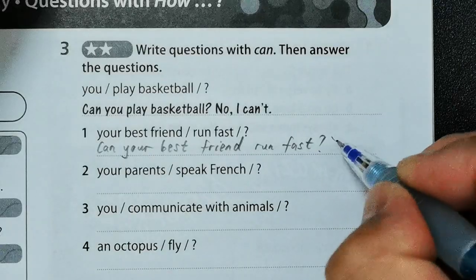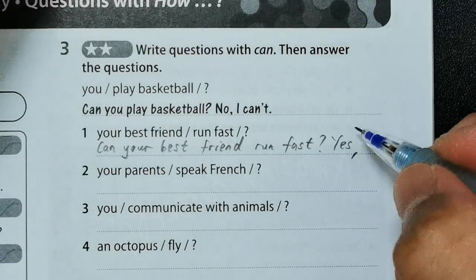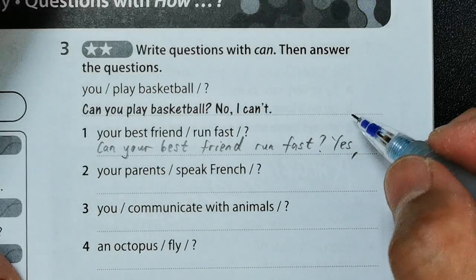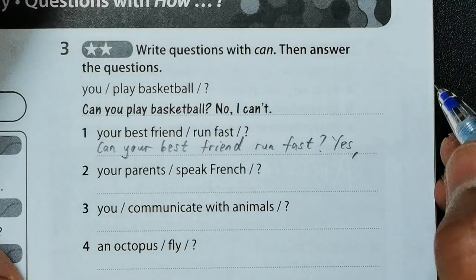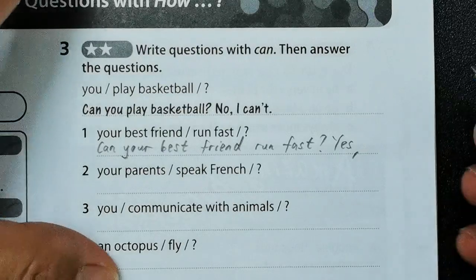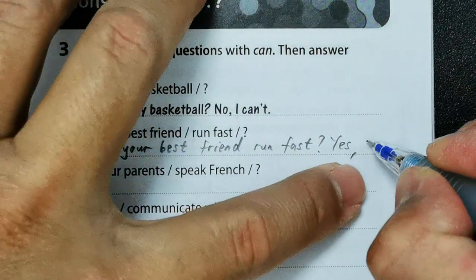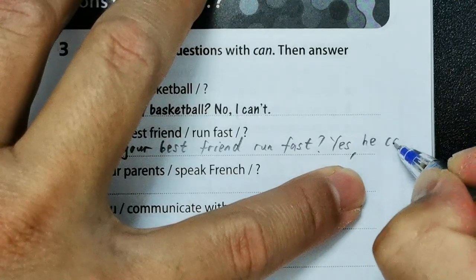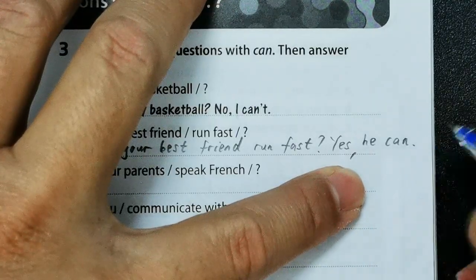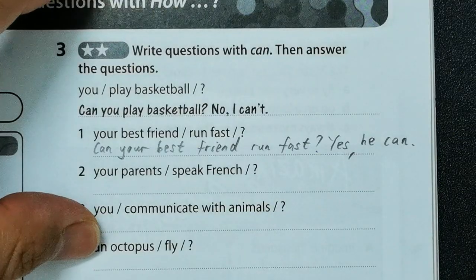Maybe you state yes, he can, or she can. Or if you choose no, he can't or she can't. So I choose yes. So yes, he can. It depends on your best friend, whether it's female or male.